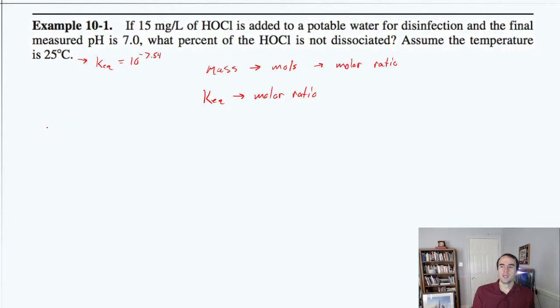So the KEQ again, we said that's going to be 10 to the negative 7.54, and that's going to be equal to our H plus times our OCl minus divided by our HOCl.